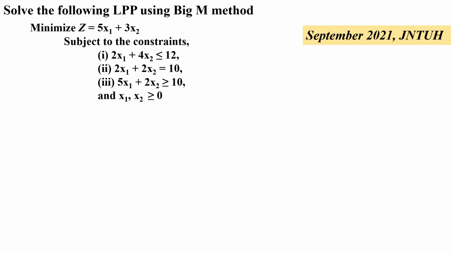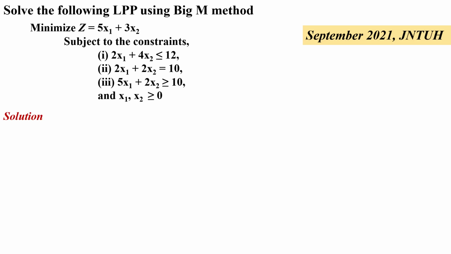In the present video, we will solve the example problem of big M method. Let's see the problem. Minimize z equal to 5x1 plus 3x2 subject to the constraints 2x1 plus 4x2 less than or equal to 12, 2x1 plus 2x2 equal to 10, 5x1 plus 2x2 greater than or equal to 10 and x1, x2 greater than or equal to 0.